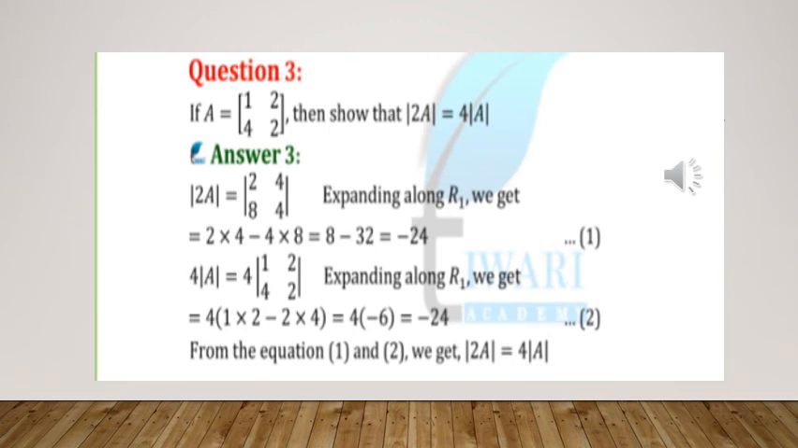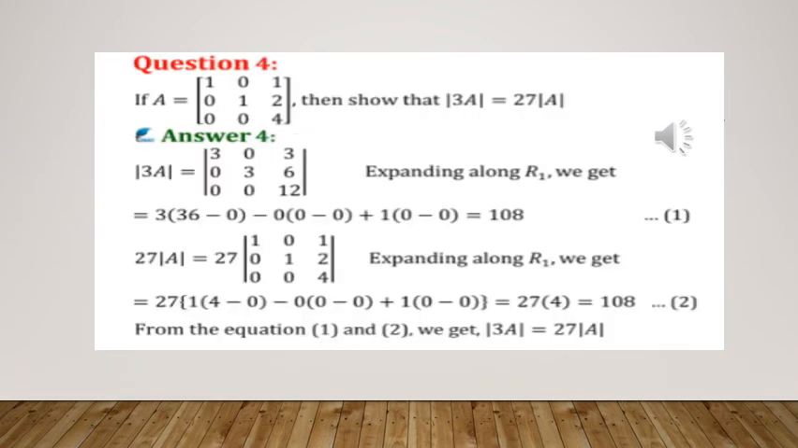Children, here, what is the order of this determinant A? Or what is the order of this matrix A? Order of the matrix A is 2. It is a 2 by 2 matrix.